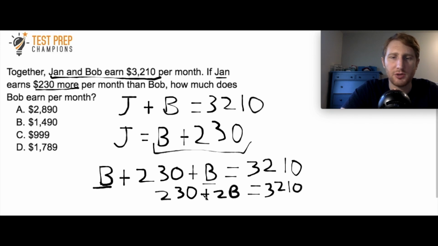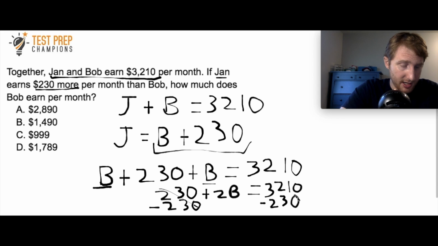And we're running out of space a little bit here, so hopefully you can read this. But my next step is I want to subtract by 230 on both sides. The reason I'm doing this is because I want to get this b by itself here. Okay, and whatever I do to one side, I have to do to the other. So 3,210 minus 230 gives me 2,980.